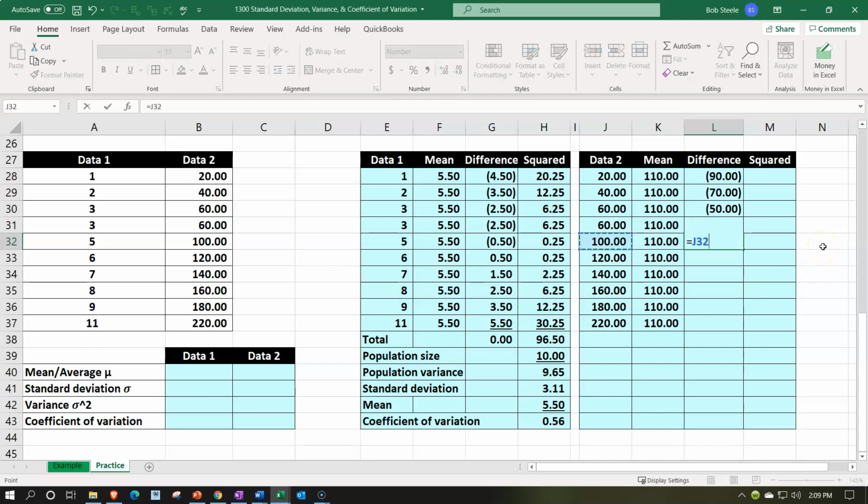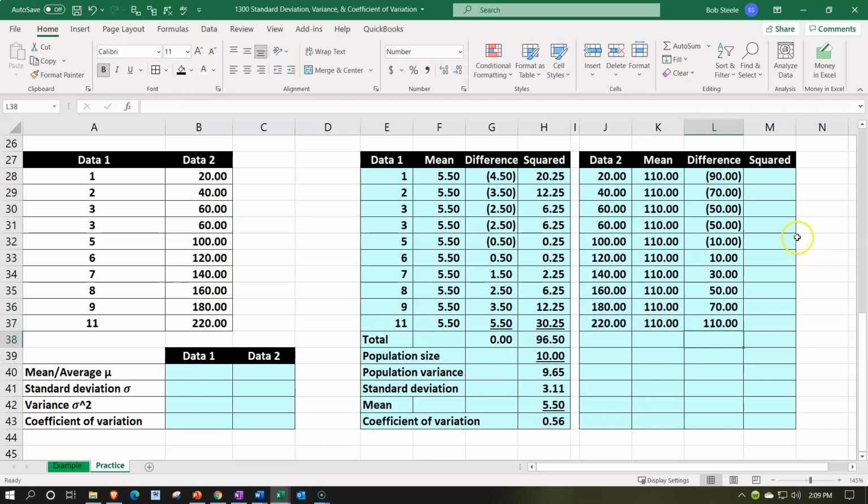So we'd have the 100 minus the 110. We've got the 120 minus the 110. We've got the 140 minus the 110. We've got the 160 minus the 110, the 180 minus the 110, and finally the 220 minus the 110. So again, you can see some similarities here with this disbursement of differences to this disbursement of differences, even though we have, of course, different dollar amounts that are involved.